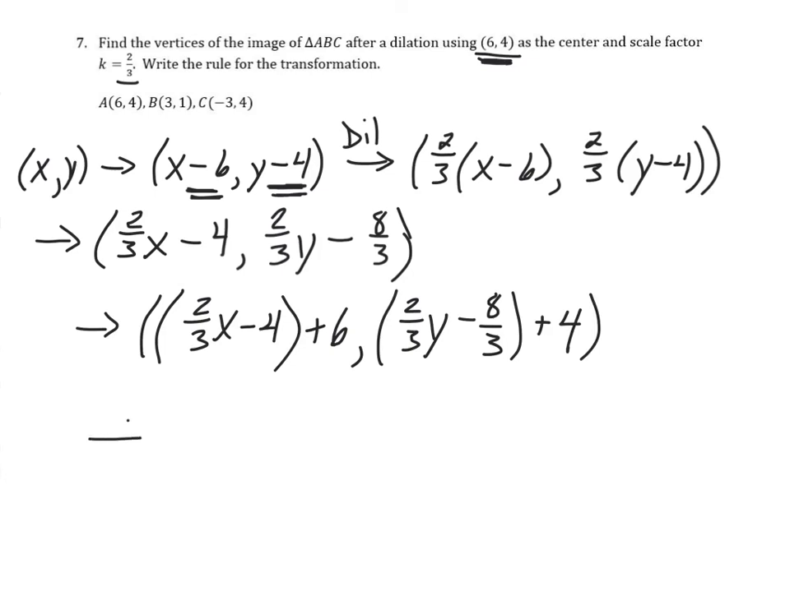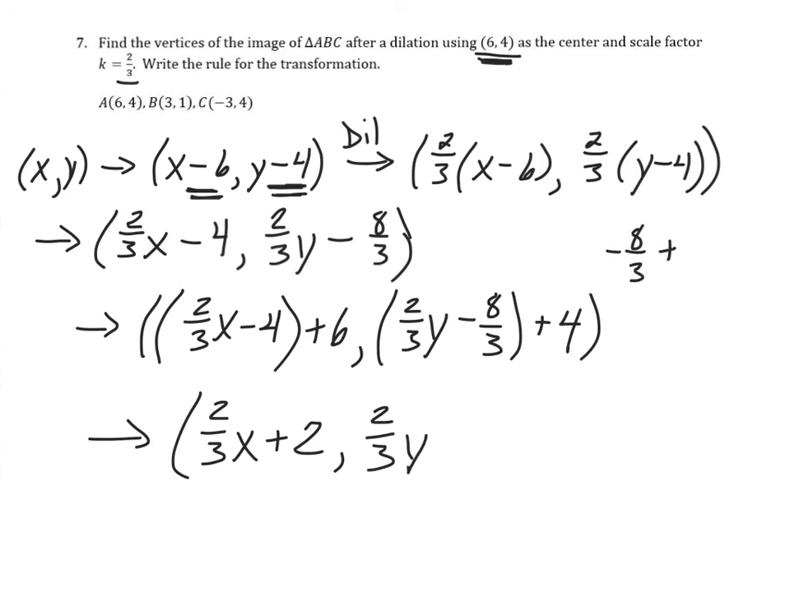Last thing I want to do is just clean all this up so I have one final rule. So I'm going to have 2/3 x plus 2, and then I'm going to have 2/3 y. So right now I have negative 8/3 plus 12/3. Now they have a common denominator. Now I can add them together. So I end up with positive 4/3.